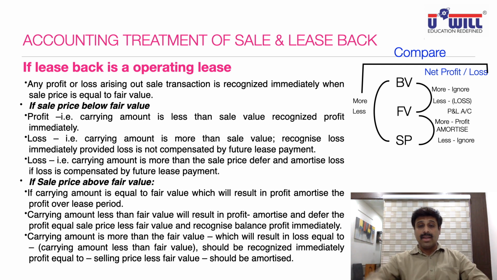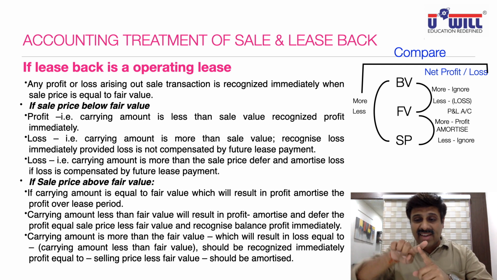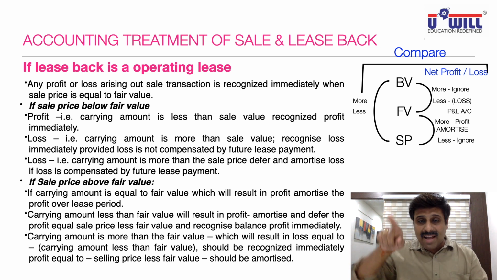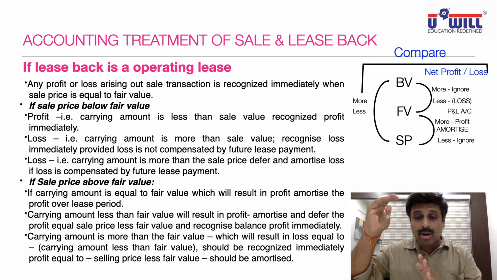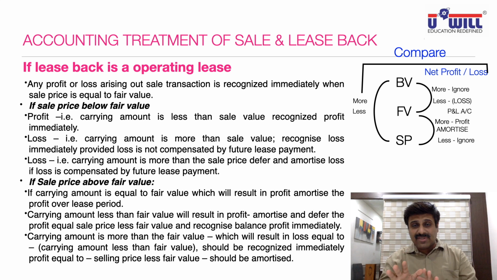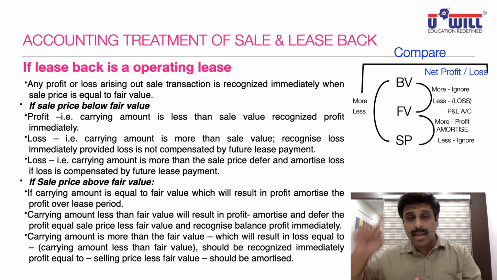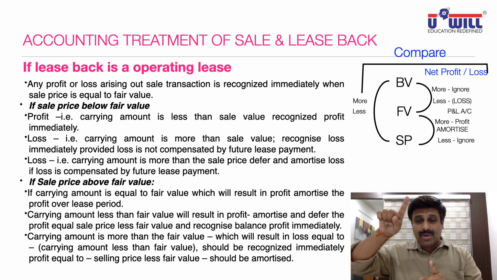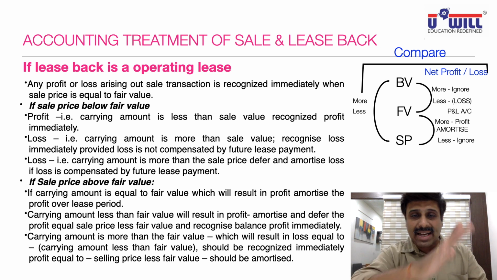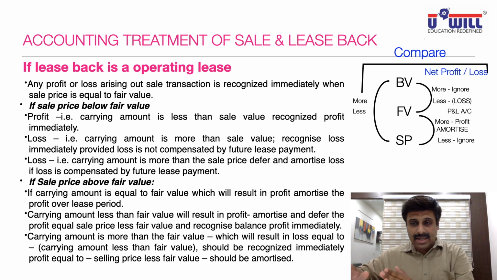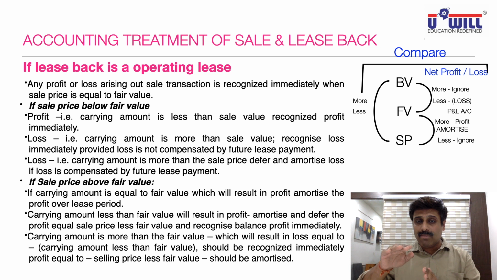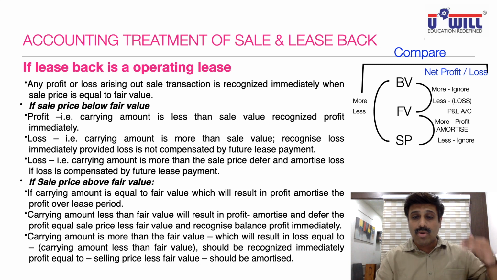Come on fast. Book value with fair value with selling price. In book value with fair value, if fair value is more, ignore. In fair value with selling price, if selling price is less, ignore. If fair value is less than book value, loss, take to P&L account immediately. But if selling price is more than the fair value, then profit will be amortized. Now again, selling price you compare with book value and you may get it more or less, any of the things.